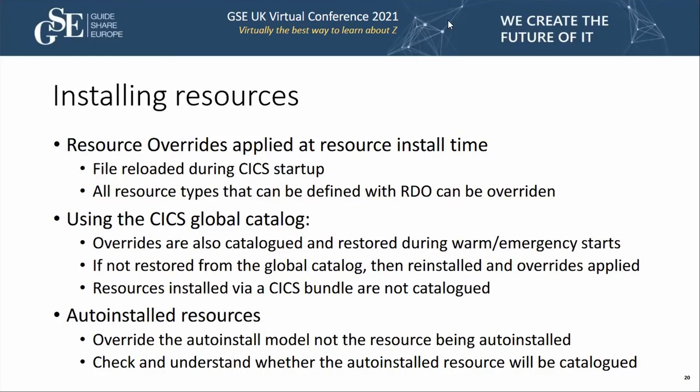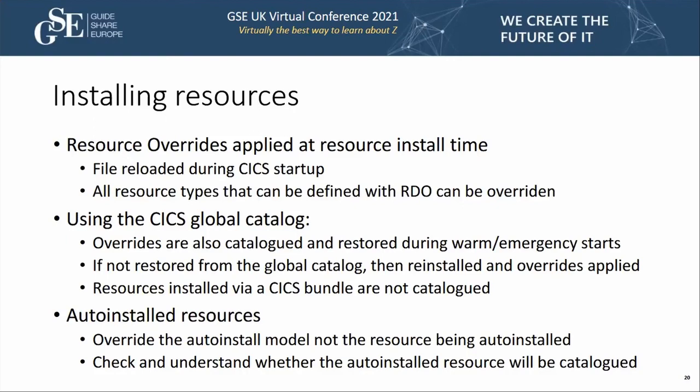So just looking at the global catalog use. When we have an initial or cold start, everything's pretty straightforward. We pick up the resource overrides file, we install the resources, we override them as we need to based on the resource overrides file, and then we catalog everything. And as we catalog things, push them into the global catalog, the overrides are also cataloged at the same time, and they will be restored during warm and emergency starts.